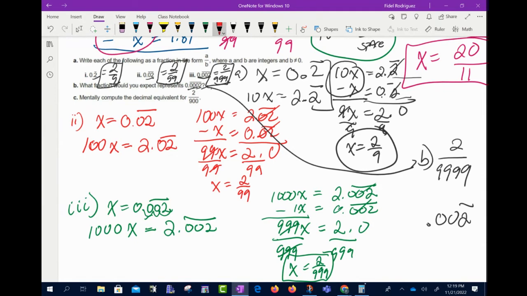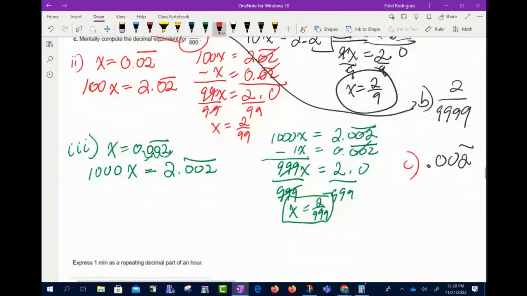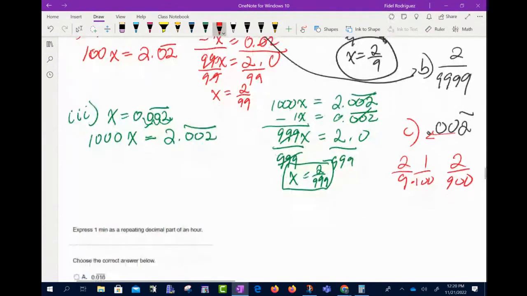And just to give you a heads up on how they, I know they told us to mentally compute it, but what I want you to notice right here, if I look at this fraction right here, and I look at the one that we did in part A, so in part A, we had 2 over 9, and now we have 2 over 900. So that means that I multiply that number there by 1 over 100, I'm sorry, I'm moving my decimal place 2 spaces to the left, right? And that's why it became that 0.002, all right? But again, you can just do that on your calculator.